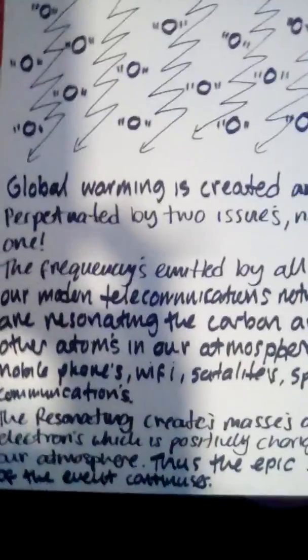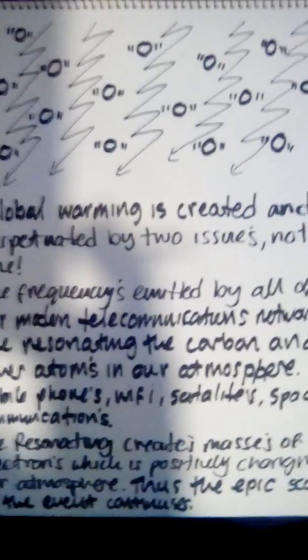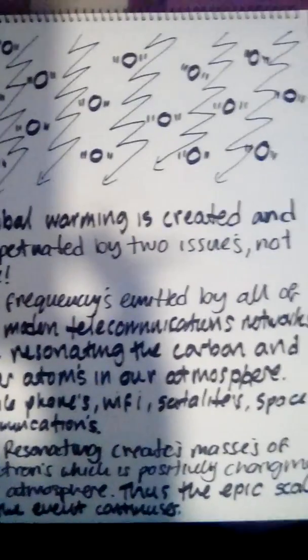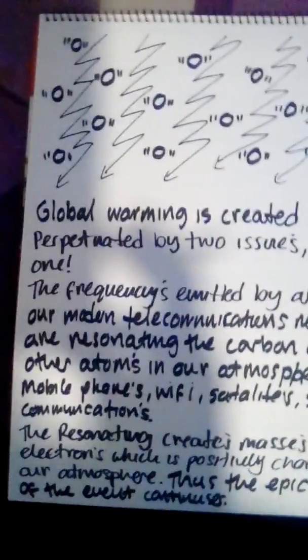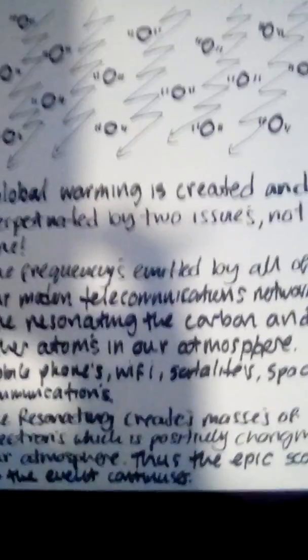Today in this instalment I'd like to talk about global warming. Now global warming is generally centred around one thing, the theory, and that's the carbon emissions. But what seems to be avoided, and is not really talked about at all, is the frequencies that are emitted by our telecommunications networks. Our spy satellites, our Wi-Fi, our mobile phones, all this business going on, these all emit frequencies.